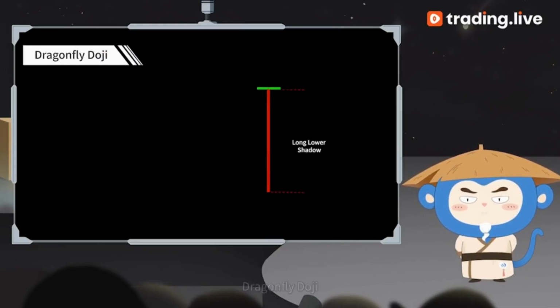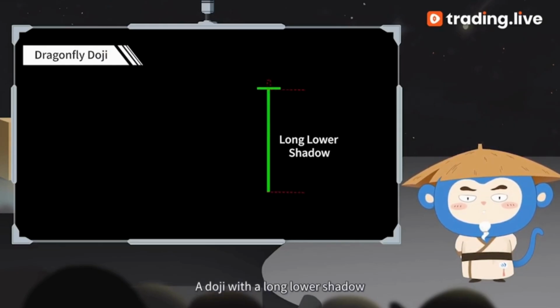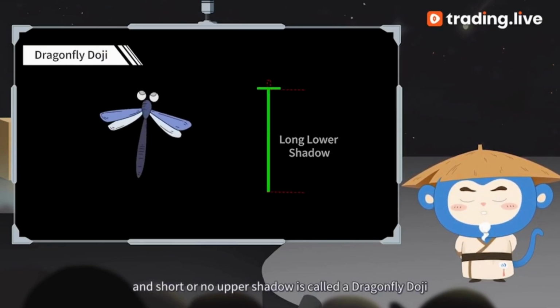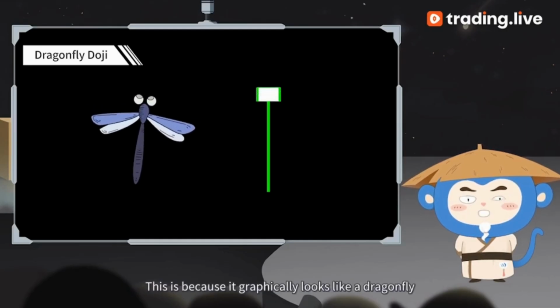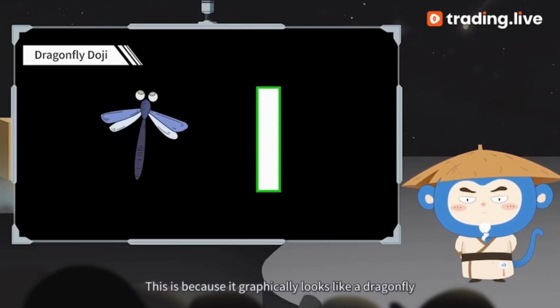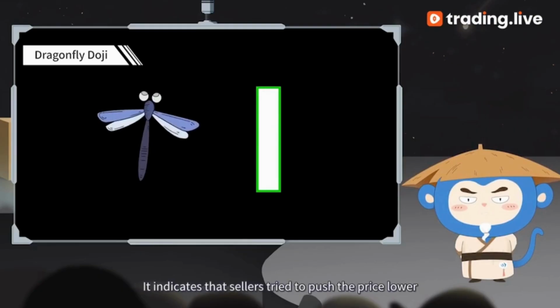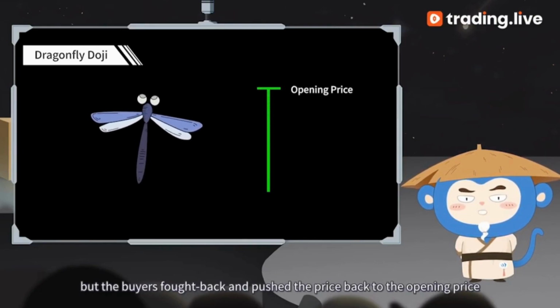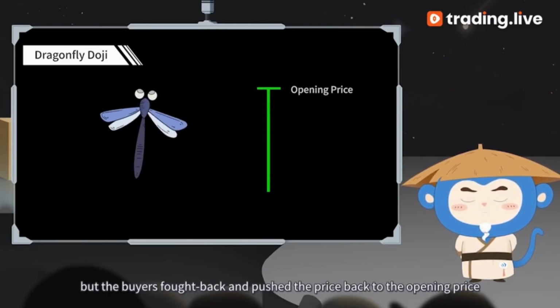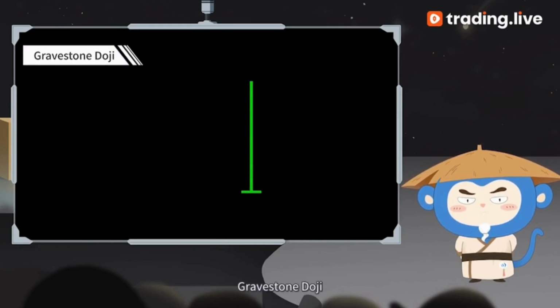Dragonfly doji. A doji with a long lower shadow and short or no upper shadow is called a dragonfly doji. This is because it graphically looks like a dragonfly. It indicates that sellers tried to push the price lower, but the buyers fought back and pushed the price back to the opening price.